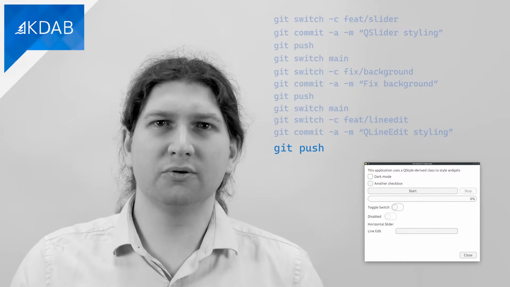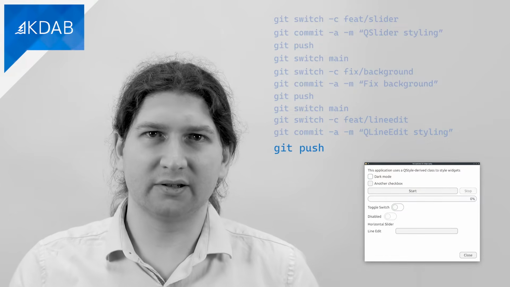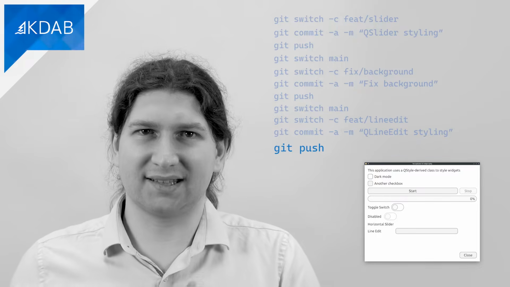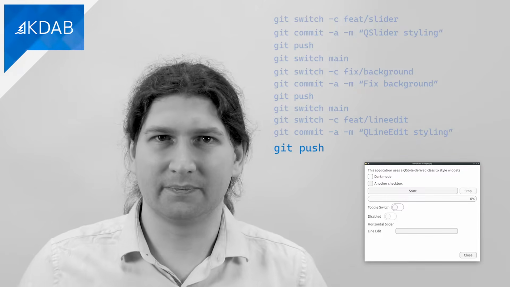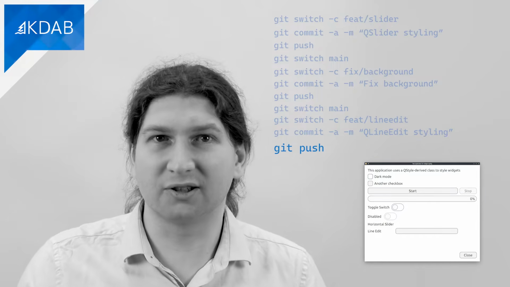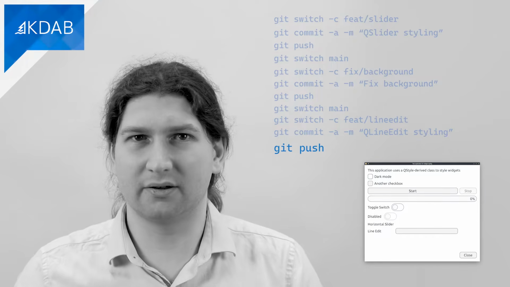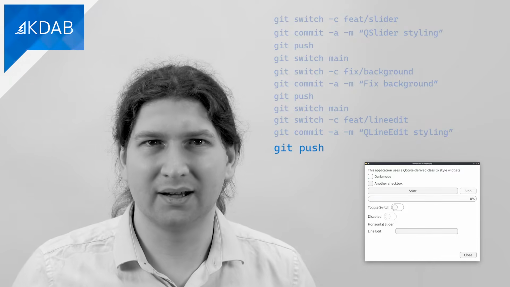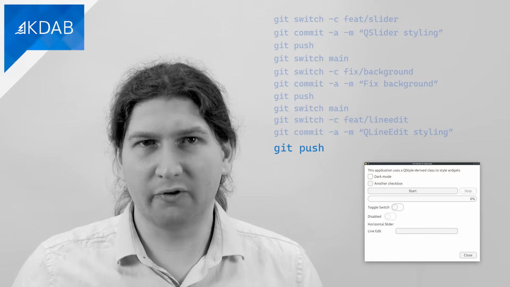Now, the main issue with that workflow, in my opinion, is that you only get to see the one feature you're working on at any time. When working on line edits, you don't get to enjoy properly styled sliders, for instance. You also have to create branches upfront, and creating a branch for a quick fix, such as our background color fix here, is disruptive. Let's see how we can avoid those drawbacks.